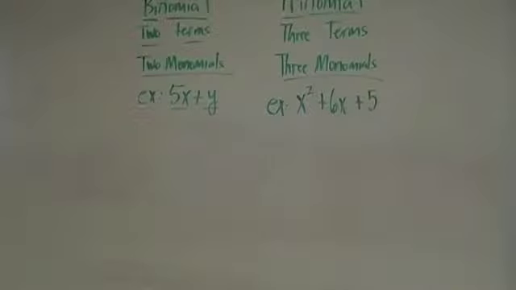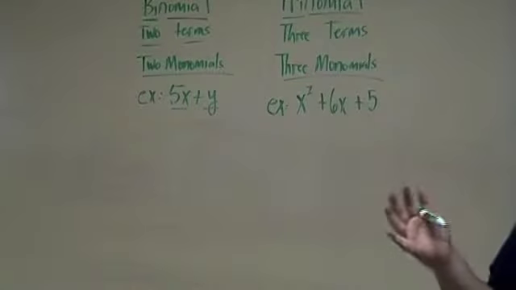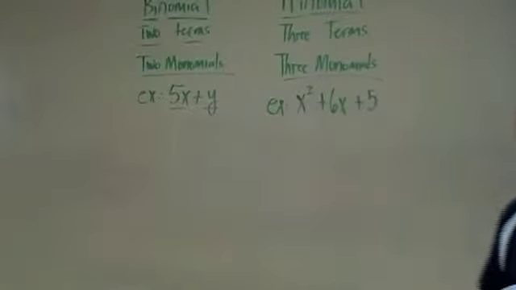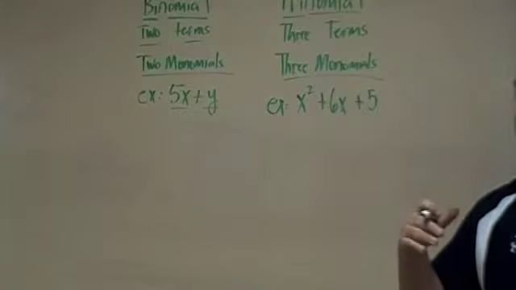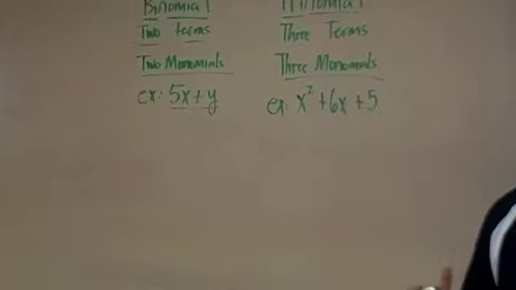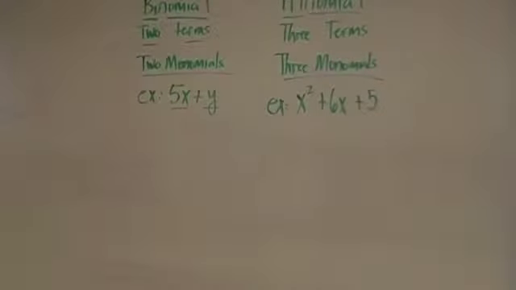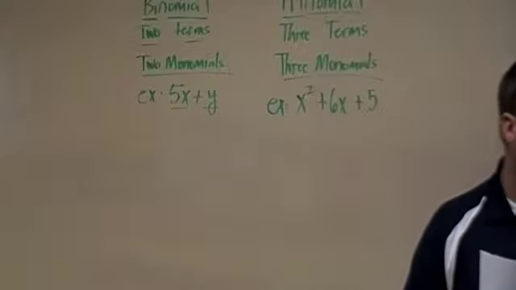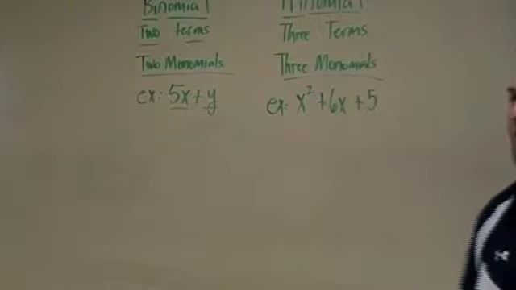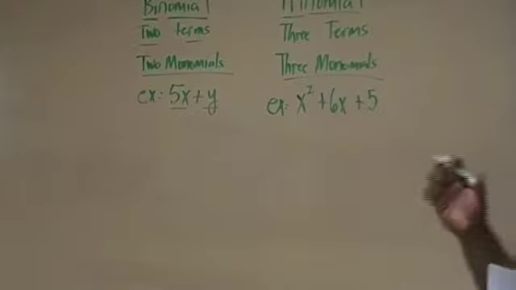X cubed would be that too, right? Would x cubed go in there? Yes. As long as it's 3 terms, it's a trinomial. It could be x to the 50th power plus 2x plus 1. As long as it has 3 terms, we're good. So we've got the terminology. If I say binomial, you know in your head you're thinking 2 terms. If I say trinomial, you're thinking, hey, it's got to have 3 terms.